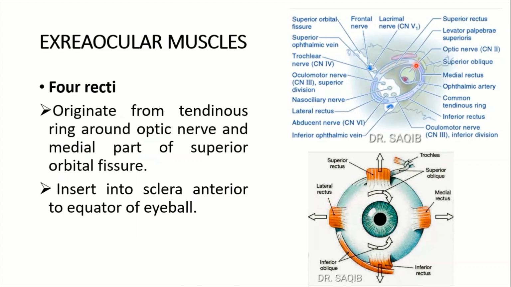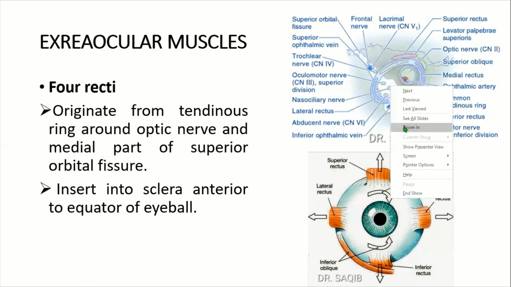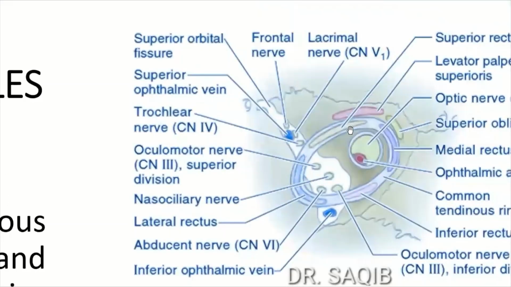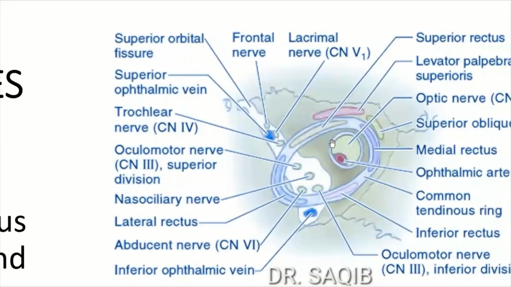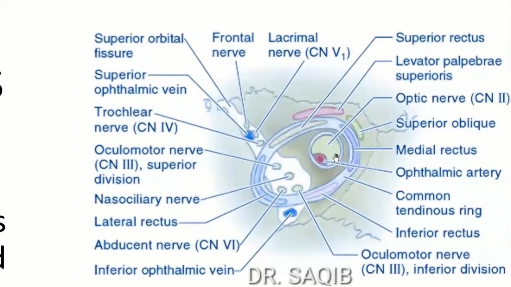And here you see this picture, right? This is the origin of the recti. This is the optic nerve, and the medial part of the superior orbital fissure over here. I show you a larger picture. Here you see this is the tendinous ring, and these are all the recti, right? The 4 recti, I told you already. And this is inside the common tendinous ring. This is the optic nerve, and this is the medial part of the superior orbital fissure. This is labeled.